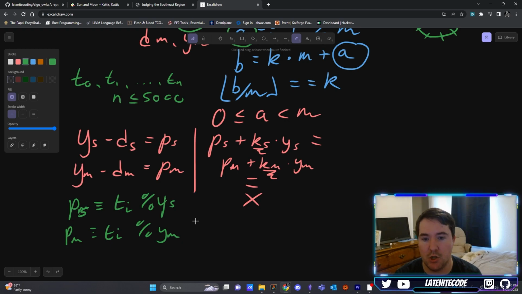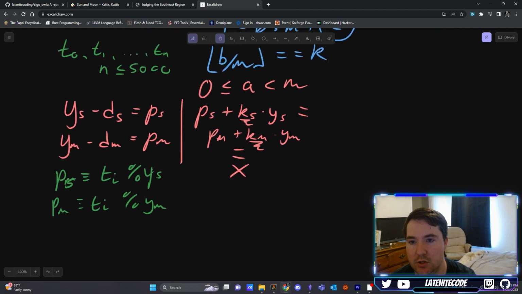Okay, so that's how modular arithmetic can help us. We can basically just ask the question, does TI mod YS equal PS? And does TI mod YM equal PM? And if they are both true, then we have found the year in which we have an eclipse. And we just find the first one where that's true.